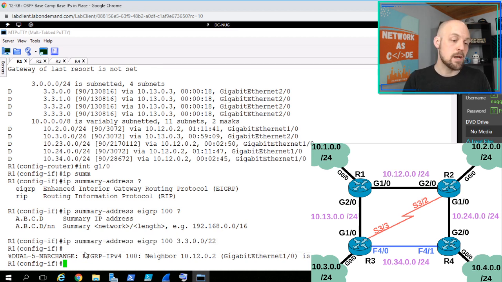You do notice, by the way, it automatically rescinded the backend routes, which we'd expect, but just something to pay attention to is that I'm not advertising the summary and those four routes. Four didn't become five. Four truly became one. So it's suppressing all of those routes that fall into this /22.